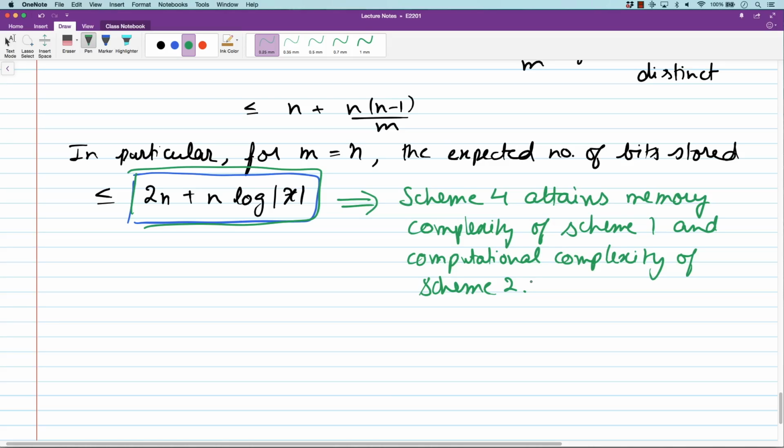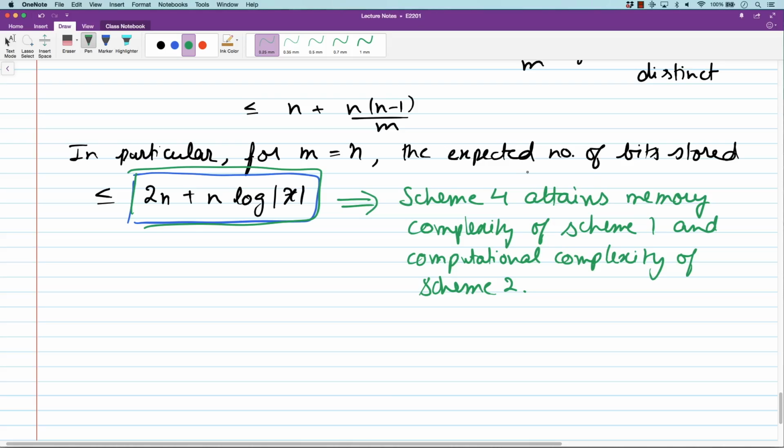And the question is, can we improve further? Is there any hope of improving further? Note that this is in expected sense. It's not in the worst case. But we can make this expected sense a probabilistic thing. Right? We can say this holds with large probability by using Markov's inequality. There will have to be an extra factor of, let's say, 1000 if you want to make it hold with probability 1 by 1000. So then the expected number of bits stored is less than this, times 1000.